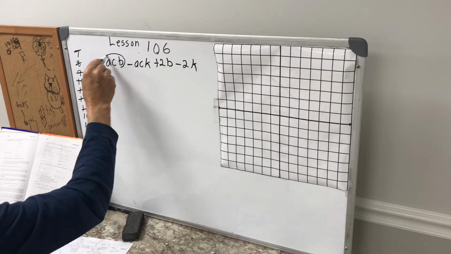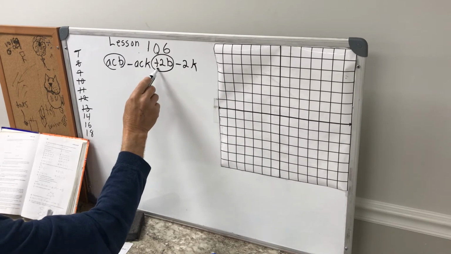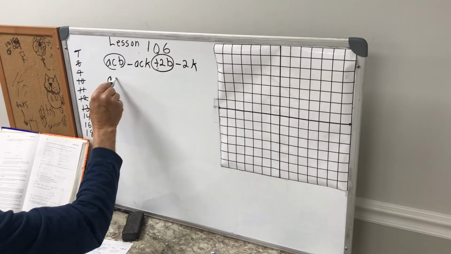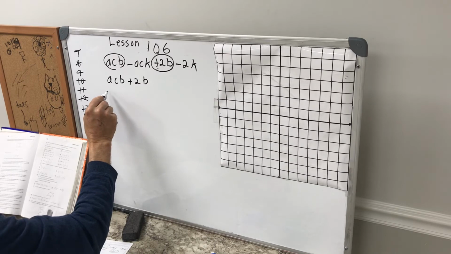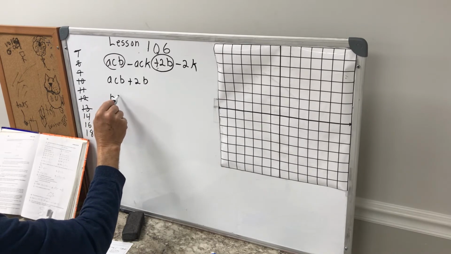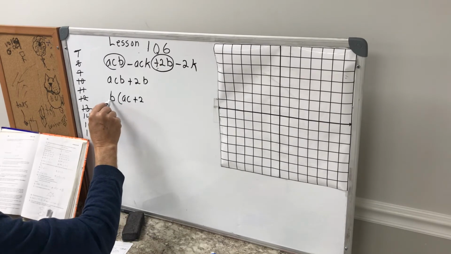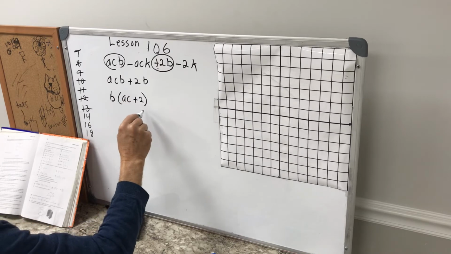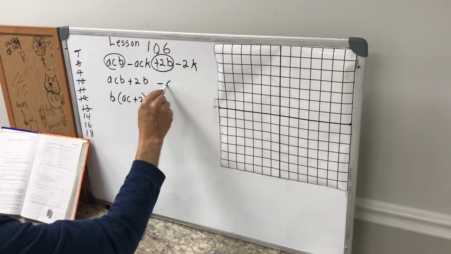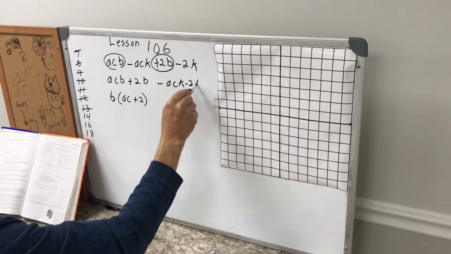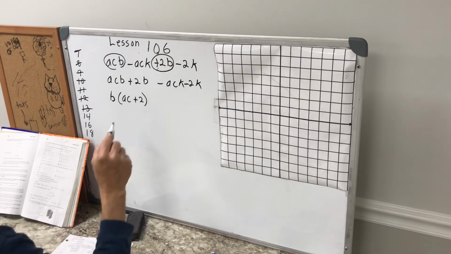This is partly what I do. I look for same variables in it, and I don't know if this is going to be right. I think. Let's try it. ACB plus 2B. If we factor out the B, we end up with AC plus 2. Okay, then we have this left over. Let's go with a negative ACK, negative 2K. We always like to factor the negative out with it.